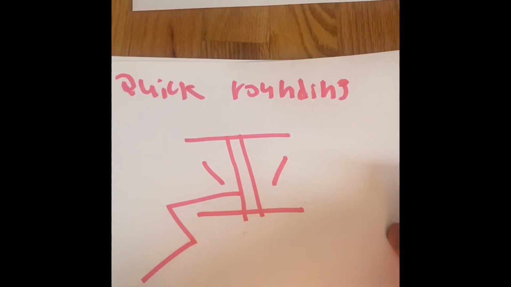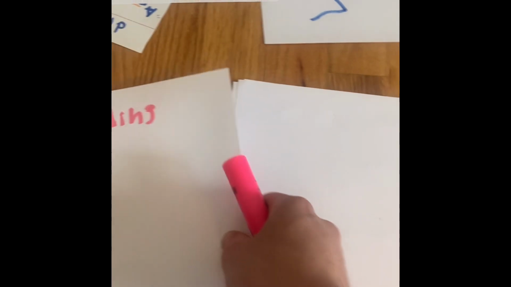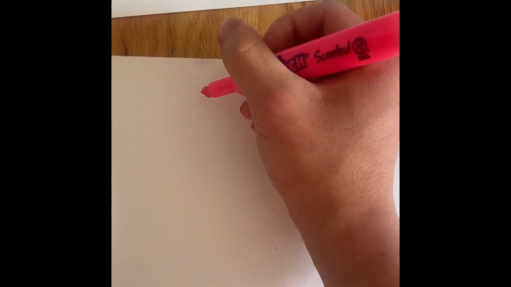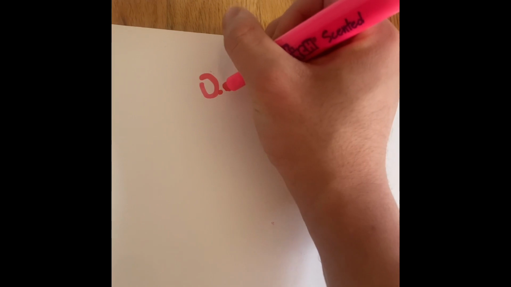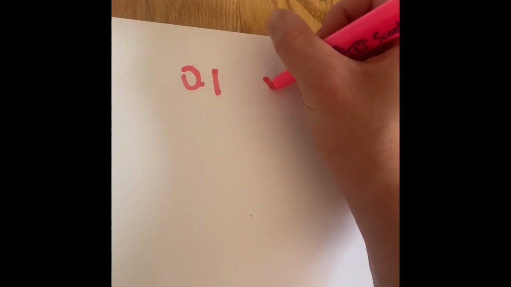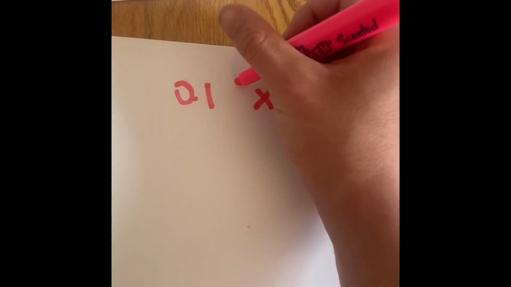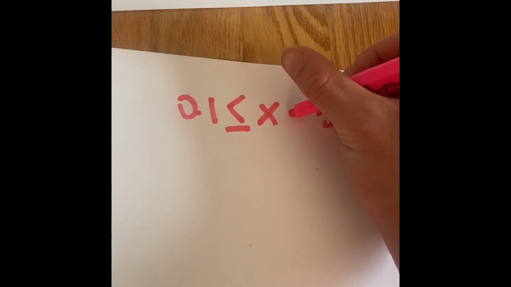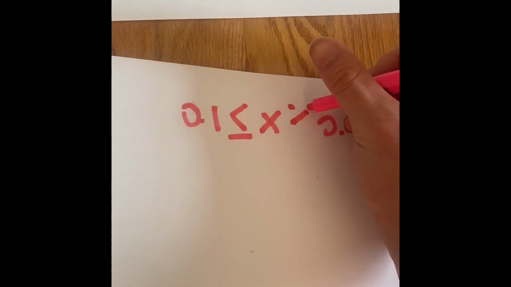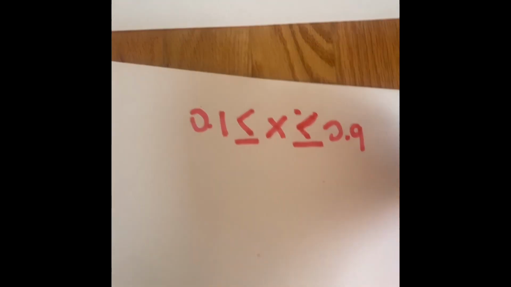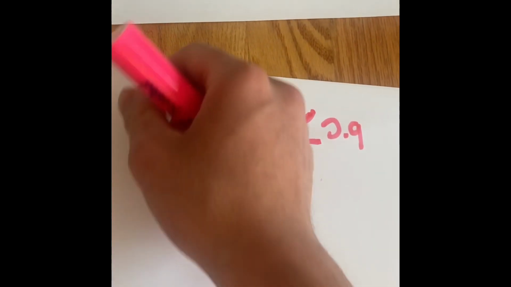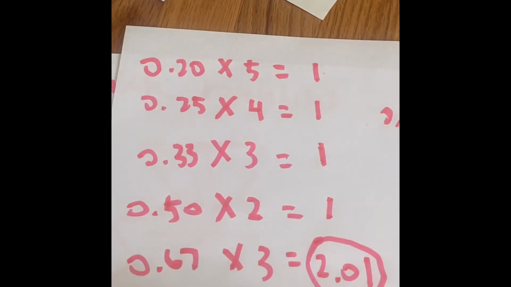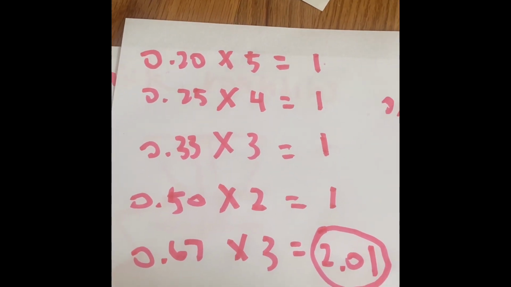So, about quick rounding, the other rule is, if you get a decimal that is in the range between 0.1 and 0.9, if your decimal is greater than or equal to 0.1, or less than or equal to 0.9, then you must round it to the most common values or the most common decimals to get to a whole number.